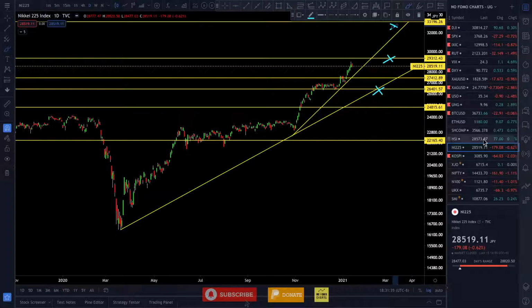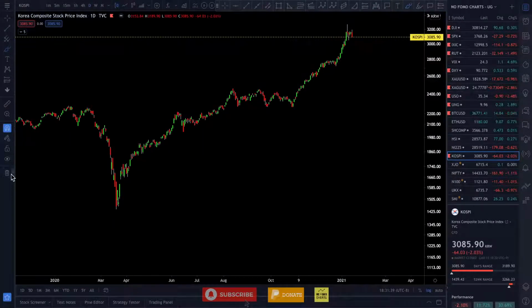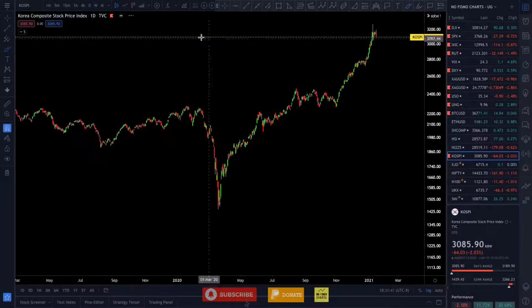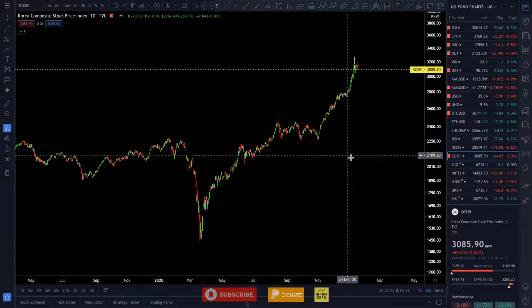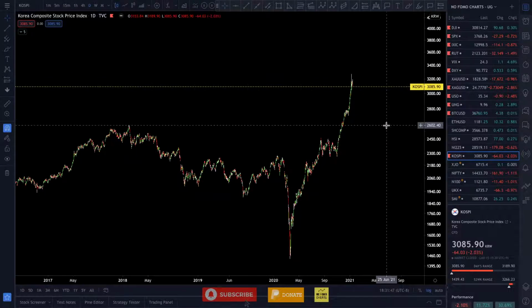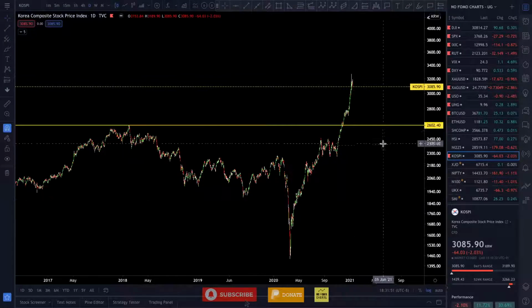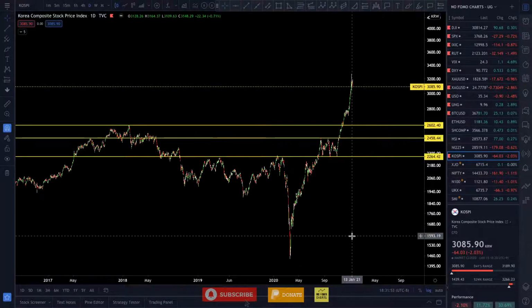All right, KOSPI, okay. So we get resistance and support. All right, so here we go. We have a support here from the previous 2018. We have a next support here, next support here.